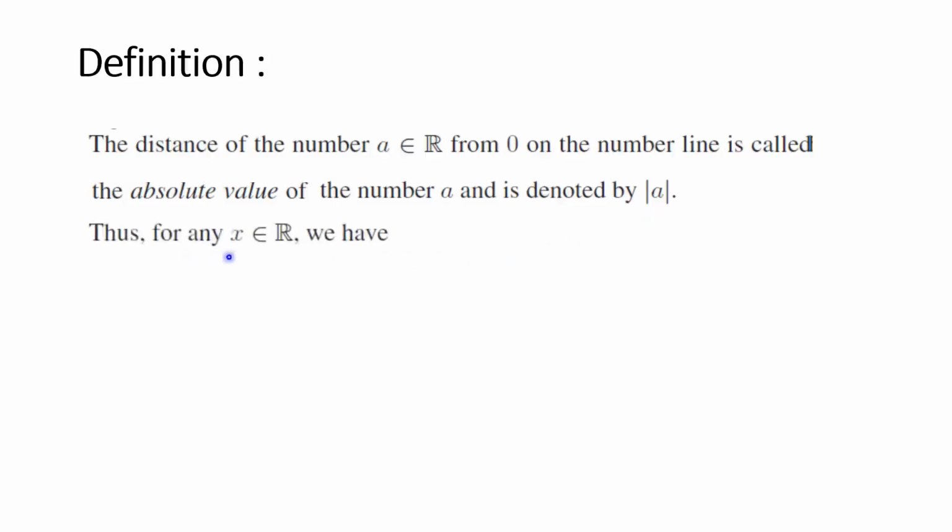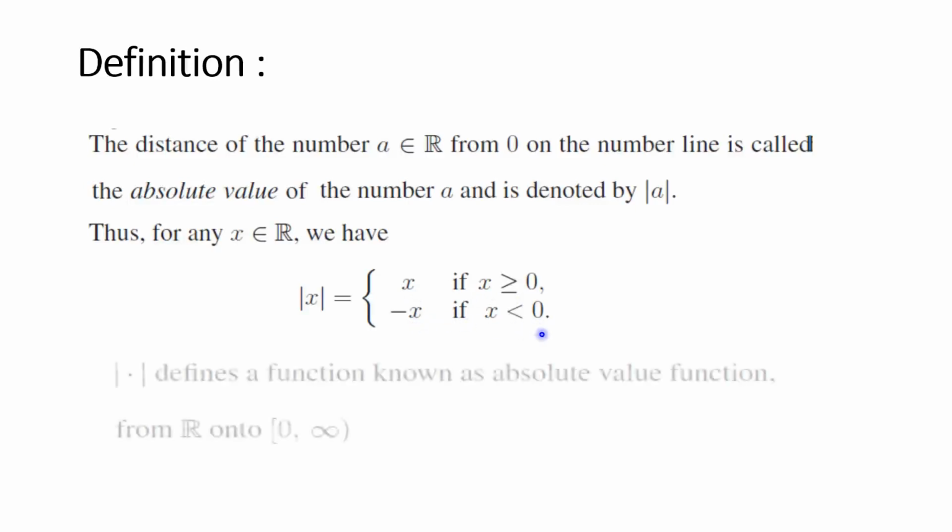Thus, for any x belongs to R, we have modulus of x is equal to plus x if x is greater than or equal to 0. That is, when the x value is greater than or equal to 0, we consider it as plus x, and minus x, that is a negative number, if x is less than 0.